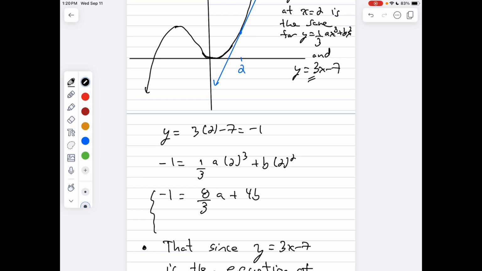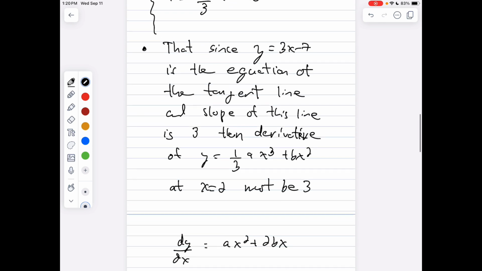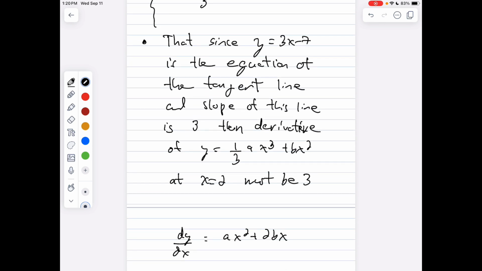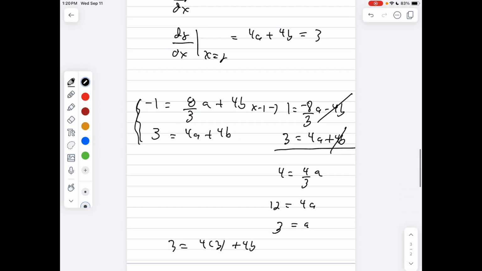And then we said, well, 3x minus 7 is the equation of the tangent line. So the slope of that line, 3, is equal to the derivative of the function at 2, because that's what it means to be the slope of the tangent line. So we took the derivative of our function and plugged 2 into that, and it has to be equal to 3. And then we had a system of equations.